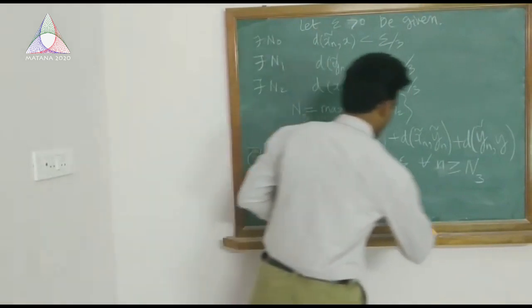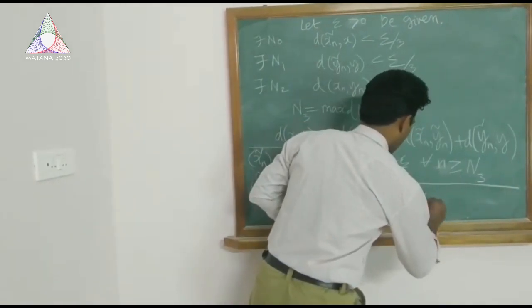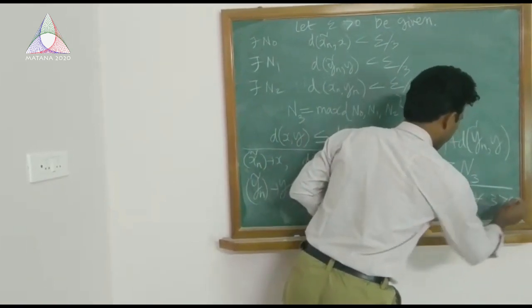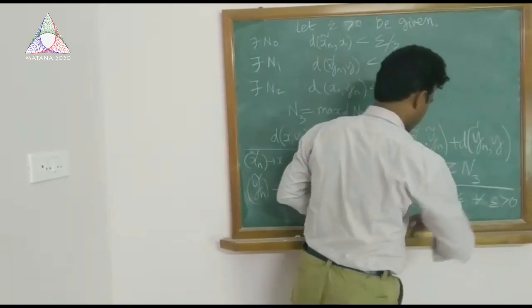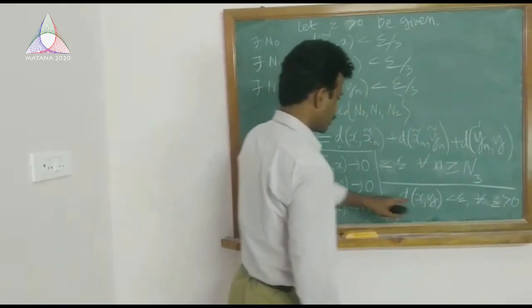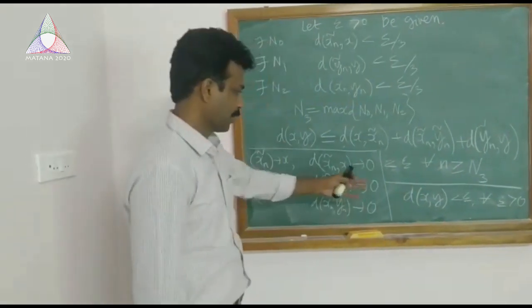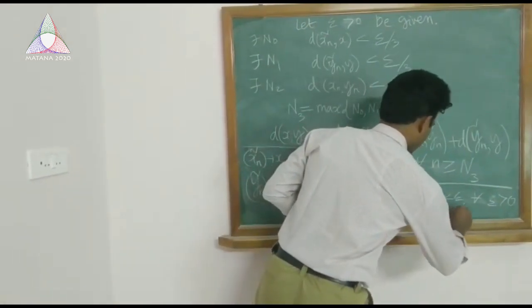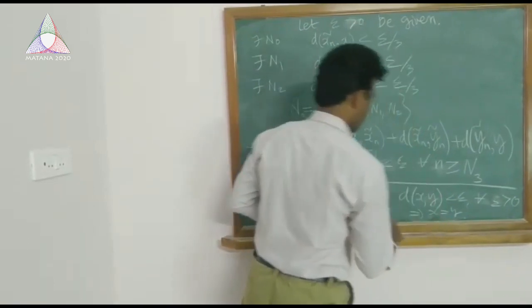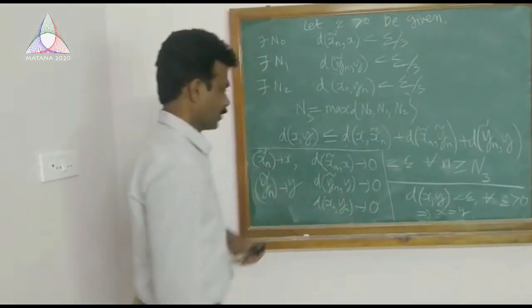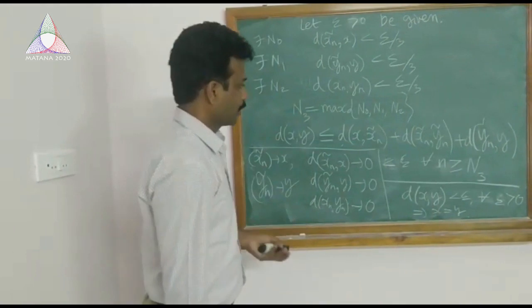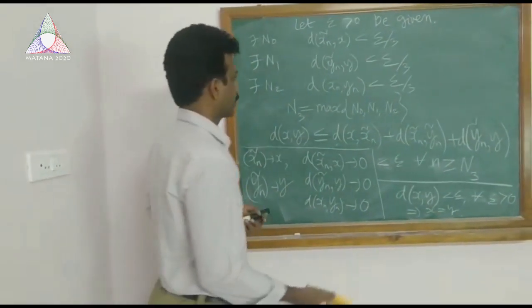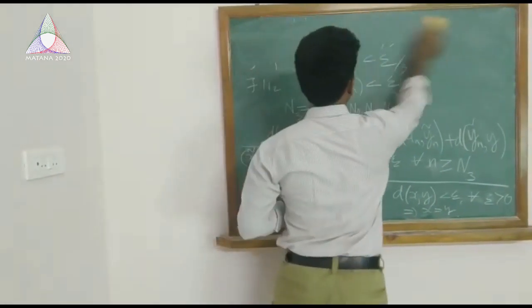So what is the conclusion we have? d of x comma y is less than epsilon for any epsilon greater than 0. Therefore, this quantity must be 0 because d is a metric. When it is 0, then x and y must be the same. What is the advantage of x and y being the same? Now we can use the assumption of continuity on the compact set.